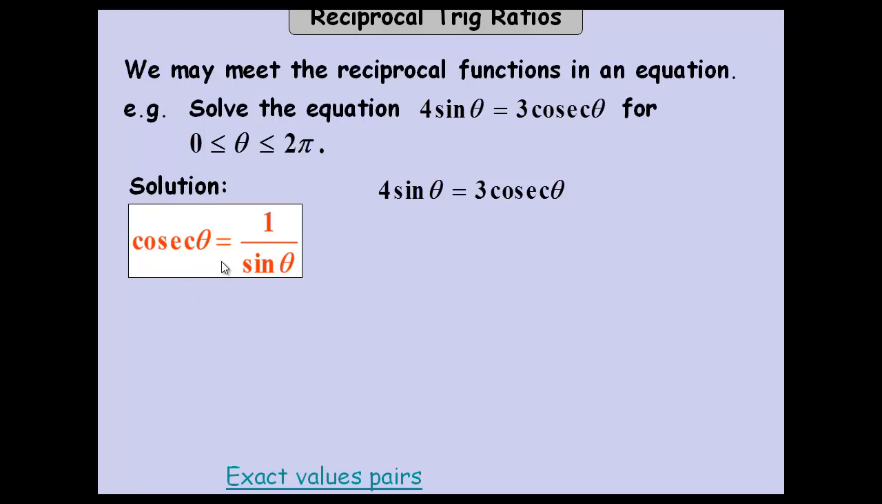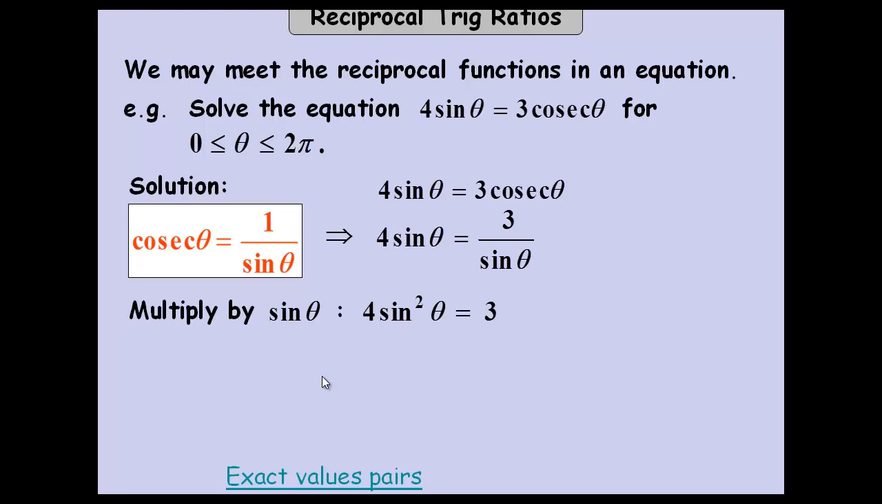So remembering that cosec theta is 1 over sine theta, it's usually worth writing this because you often get a method mark in the exam for just doing that. This then becomes 4 sine theta equals 3 over sine theta. If we multiply by sine theta, we get that. Take the 4 over, square root, and it's the positive and negative root. And then from here on in, hopefully you should be comfortable.